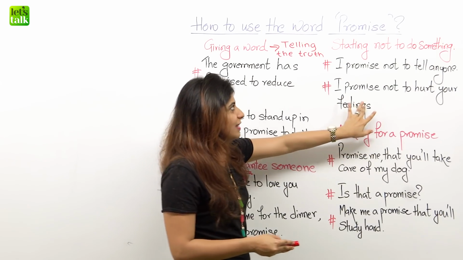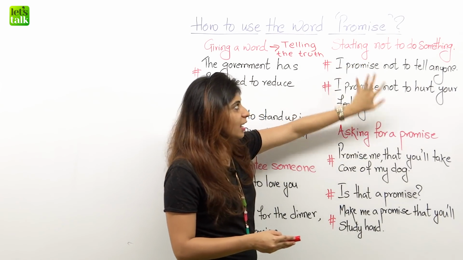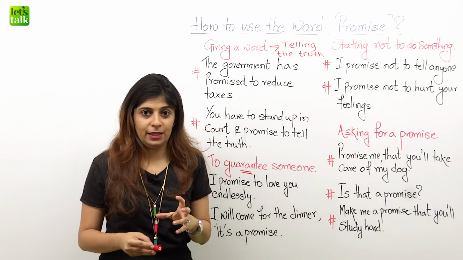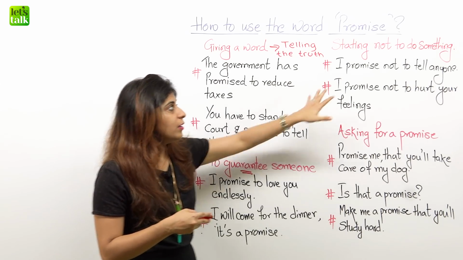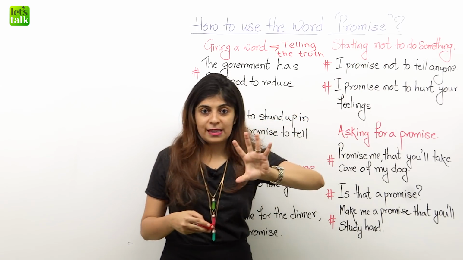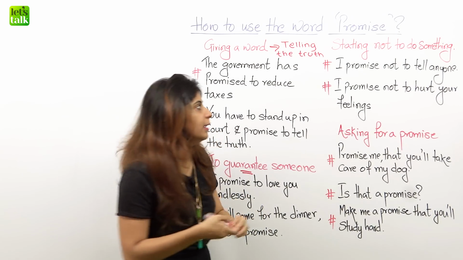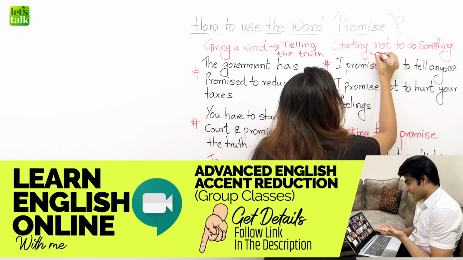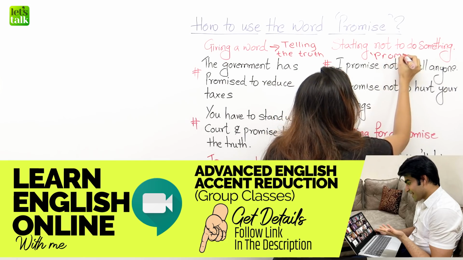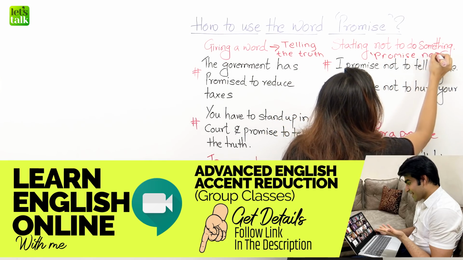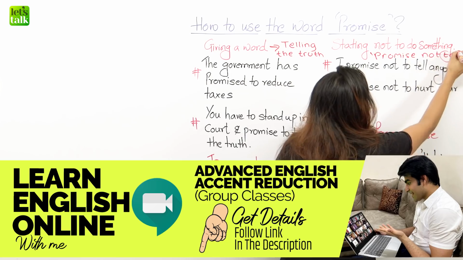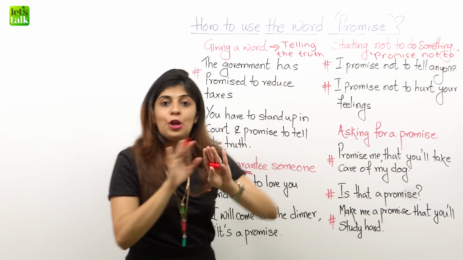The other one is when you are stating not to do something. Okay, now when you say that not to do something, the way you will use the word promise will be that you promise not to.